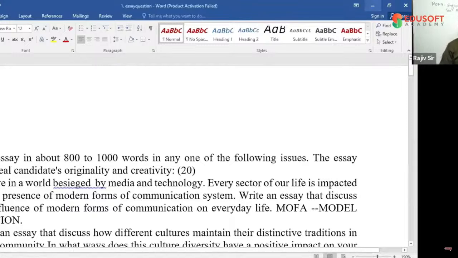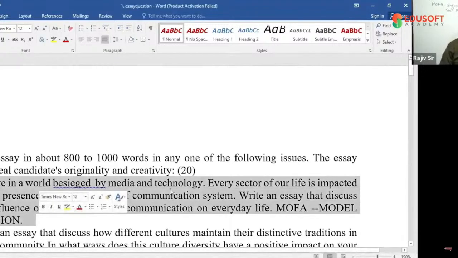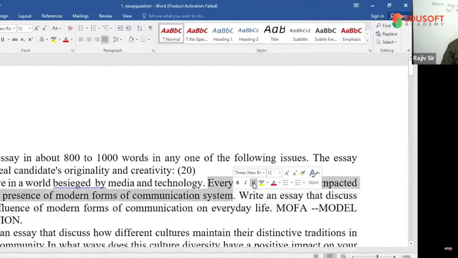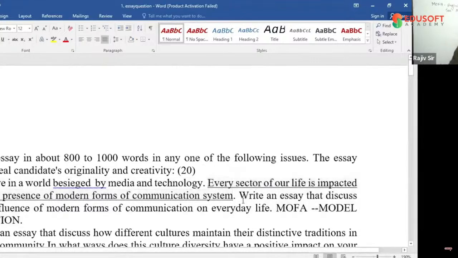Right? The first question that is in your model questions, you can see, we live in a world besieged by media and technology. Every sector of our life is impacted by the presence of modern form of communication system. And this is called background. Every time background is given, this is called background. And after that, you are asked to write an essay. Write an essay that discusses the influence of modern form of communications on everyday life. This is comparatively the easiest type of question.